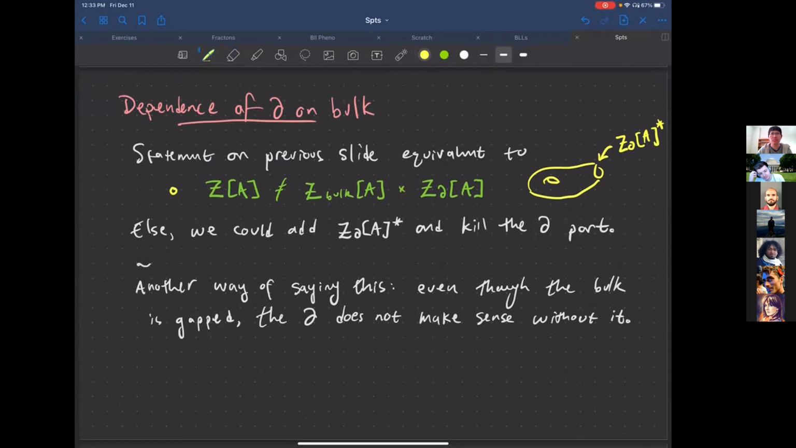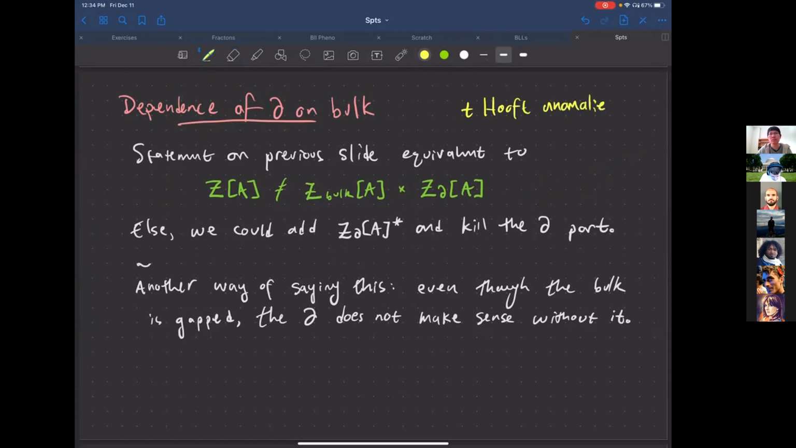And in that case, I could again do this thing where I sort of grow the boundary into the system and make the whole thing trivial. So that's not possible. Again, this is trying to say what an anomaly is without actually being careful. But if people want to understand more, these things are called 't Hooft anomalies.